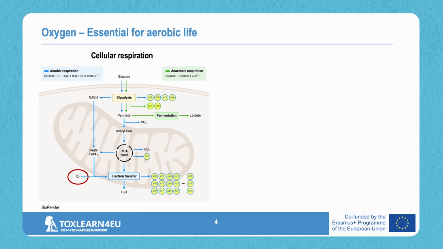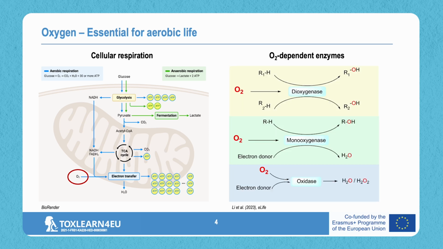If we look into the cellular respiration, in which we produce energy in our mitochondria, we can see that for the final electron complex in the electron transfer chain, oxygen is needed, so that we are able to convert ADP into ATP that we can use as energy. But besides the cellular respiration, we have several oxygenases and oxidases that really use oxygen as a substrate to perform their reactions.